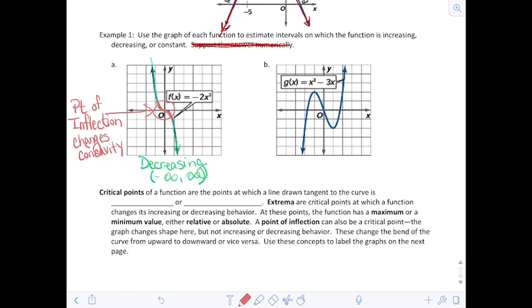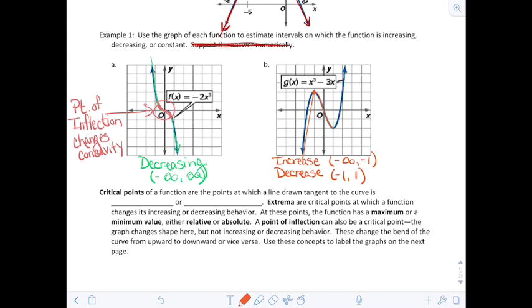Okay, let's look at B. As we look at example B, we're going to see that as we read from left to right, this graph is increasing until this value right here. So we have increasing y values from negative infinity up to -1. Again, we're writing the values that are on the x-axis based on what the functional values are doing. It then turns, and it's going to decrease from -1 on the x-axis to +1 on the x-axis.